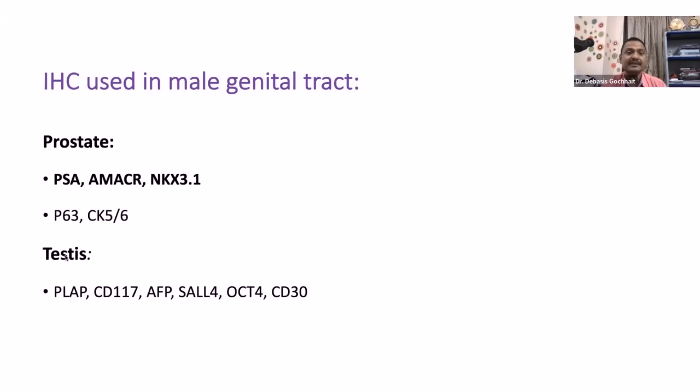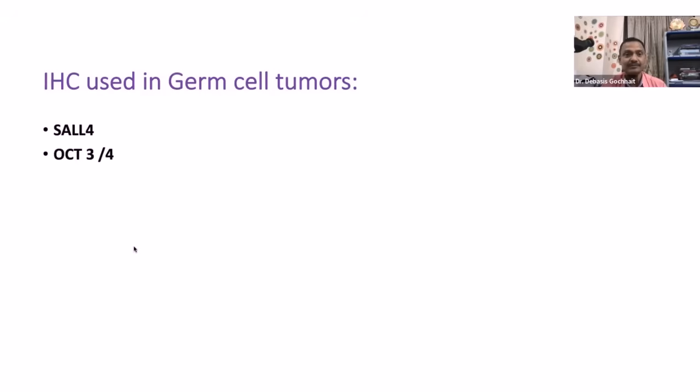And in the testis, germ cell tumors are common. These are some of the germ cell markers; I will talk about them later. So now coming to germ cell tumors. Germ cell tumors can happen in the male genital tract as well as in the female genital tract. In the ovary, we can have germ cell tumors, and we can have germ cell tumors in the testis. So first, we must confirm whether it is a germ cell tumor or not. Then we will go for categorization.